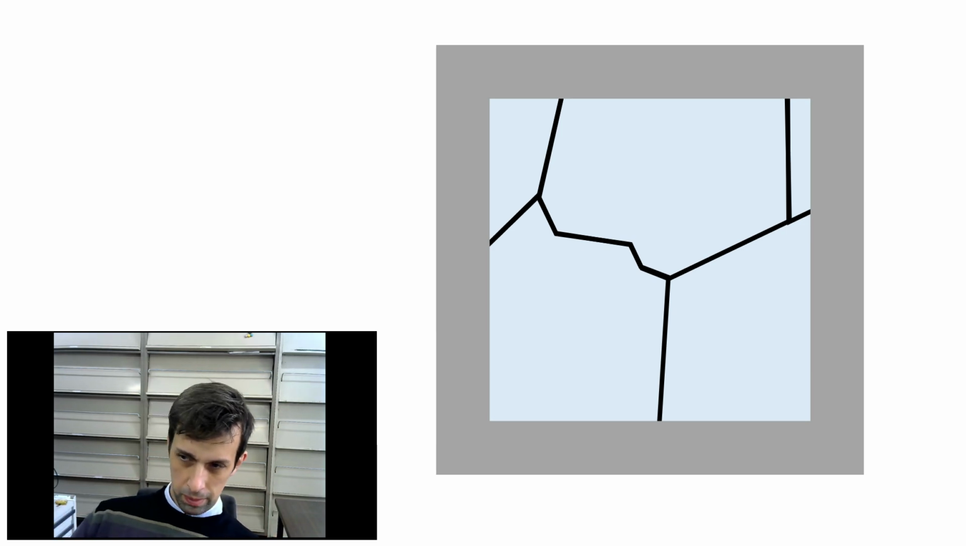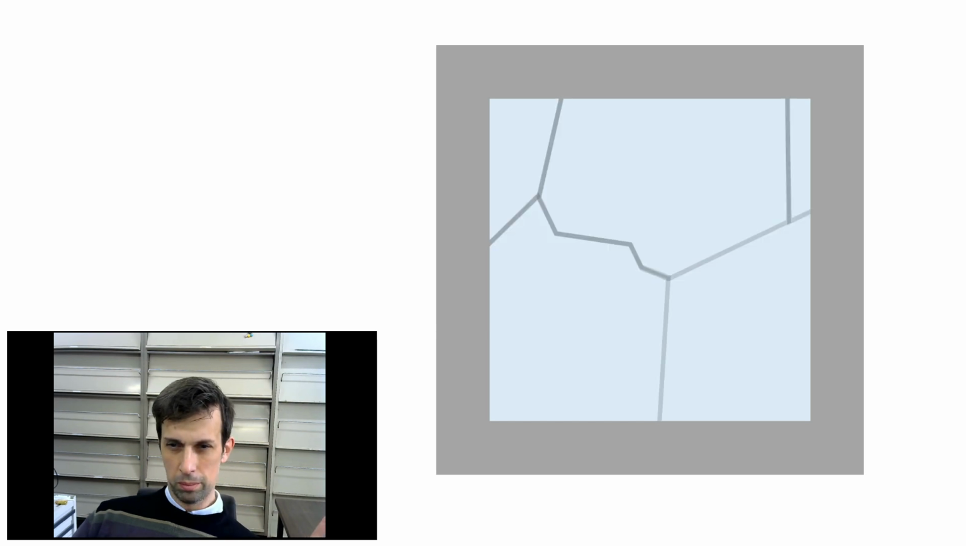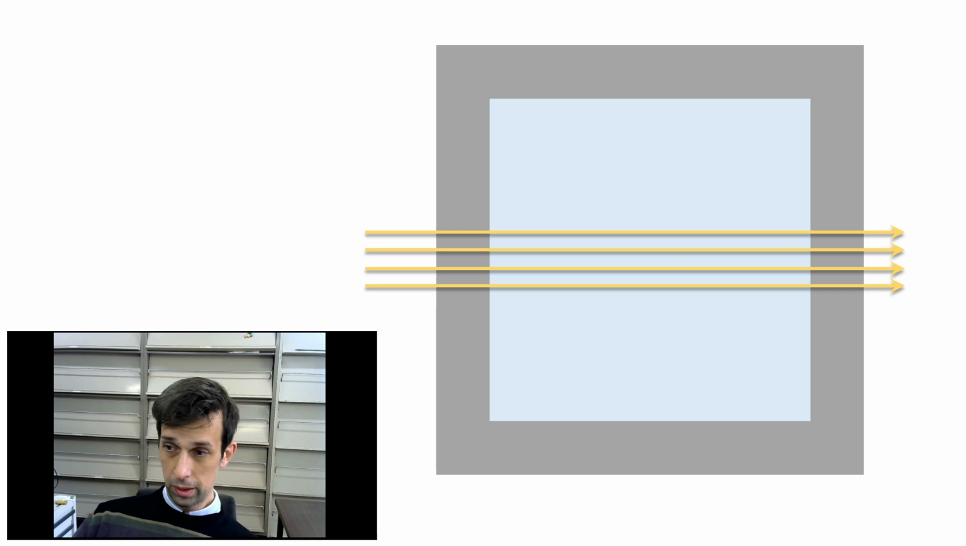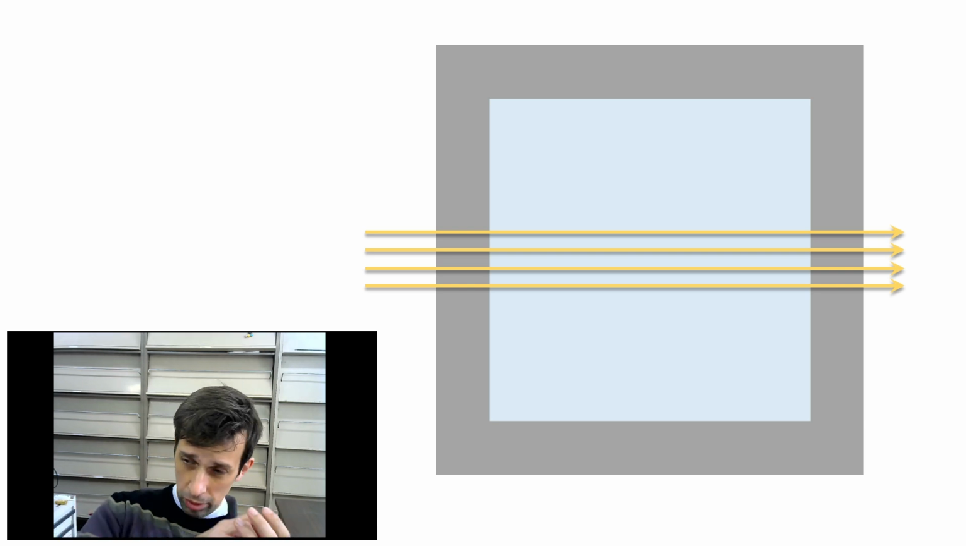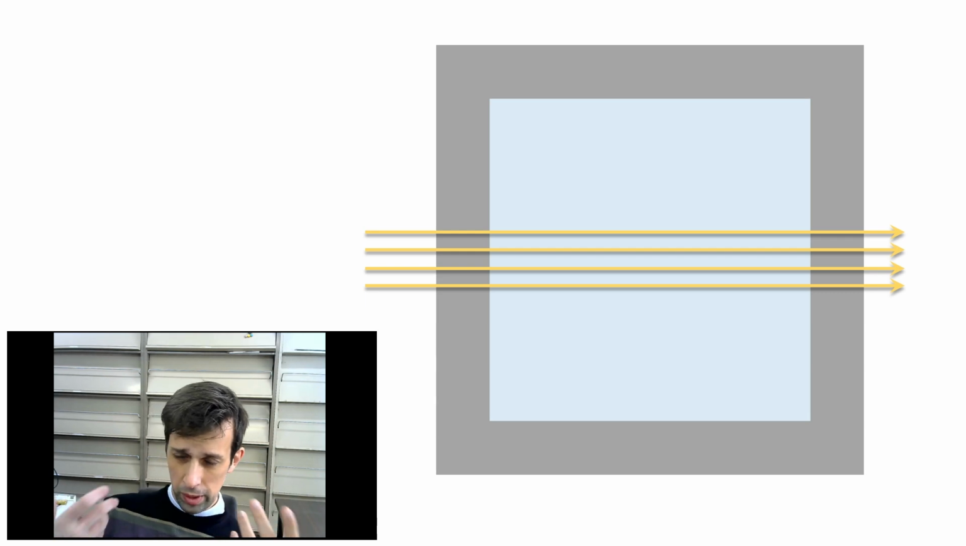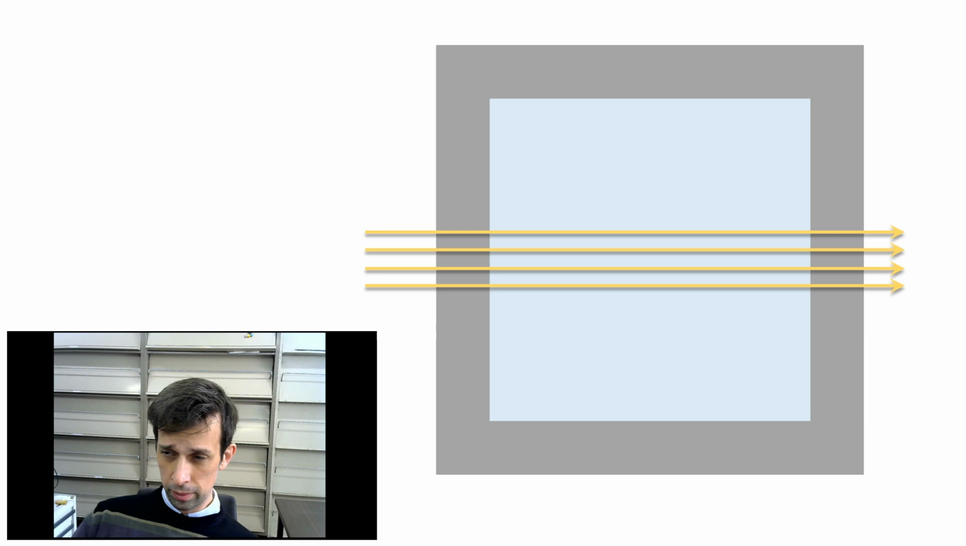For example, let's remove completely our grain boundaries, and let's shine a light through our material. If it's something like glass, amorphous glass, there is no grain boundary in between, and the rays of light can go from one side to the other side without encountering any obstacle in the middle.